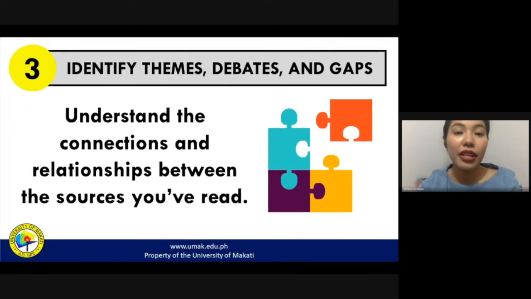The third step in writing a literature review is identifying the themes, debates, and gaps. So you are trying to find issues or probable concerns regarding that particular topic. Understand the connections and relationships between the sources that you have just read. Are they really related to one another, and how are they connected? Do they support each other? Do they contradict one another, and so on? Because in that way, you will be able to prepare yourself for future questions about your very own write-up.